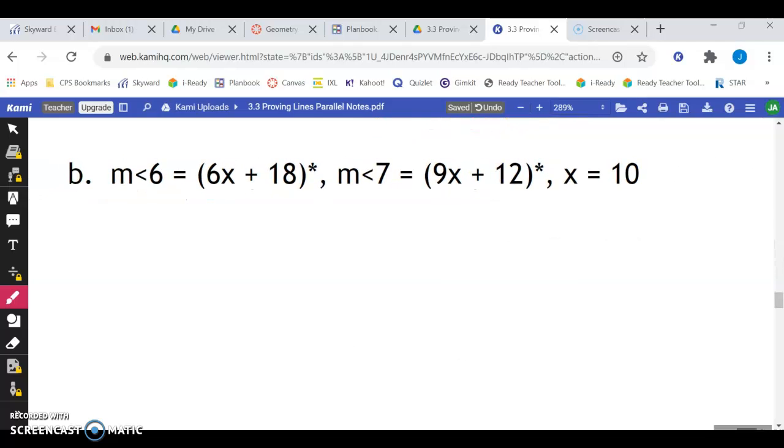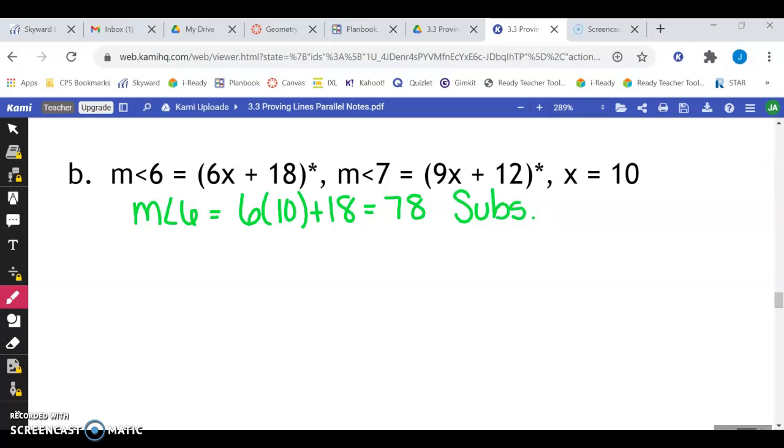X is 10, so we're going to replace the measure of angle 6 is equal to 6 times 10 plus 18, which would be 60 plus 18, so that's 78. And that is substitution because I just plugged in the 10. And the measure of angle 7 is 9 times 10 plus 12. So that would be 90 plus 12. And 90 plus 12 is 102, and that is because of substitution.